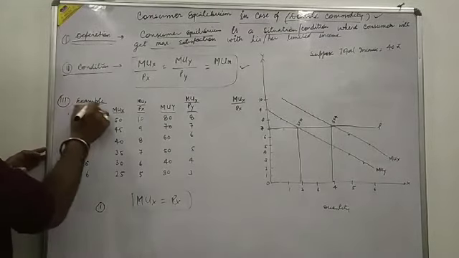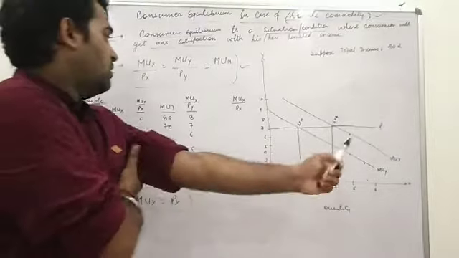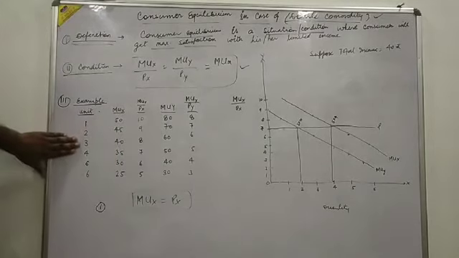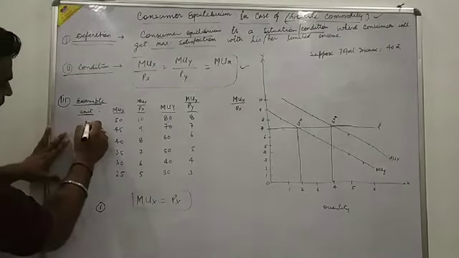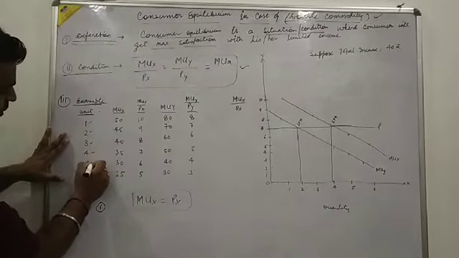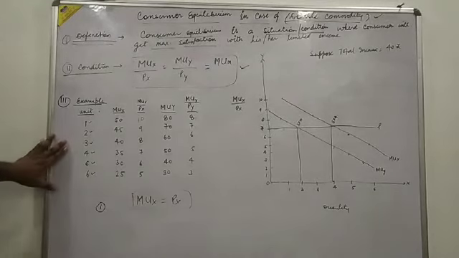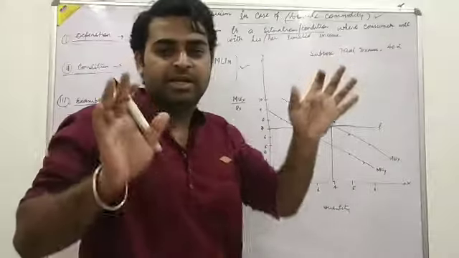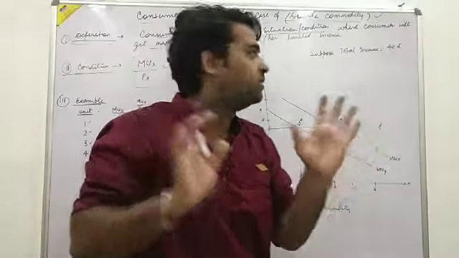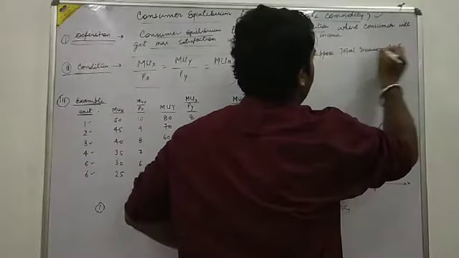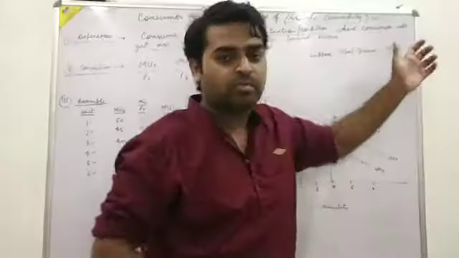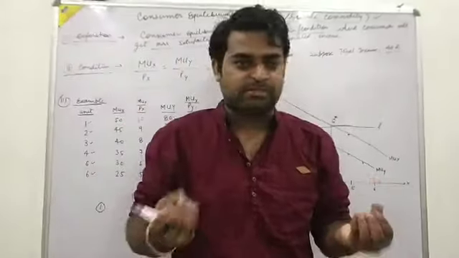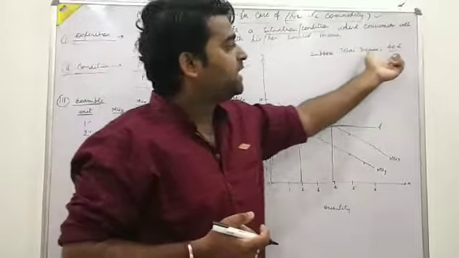In the third point we will give an example. How will we give the example? See here, there are various units: 6 units, first, second, third, fourth, fifth and sixth. Suppose the total income of a consumer is ₹40. You have to suppose in the example; anything you can suppose.